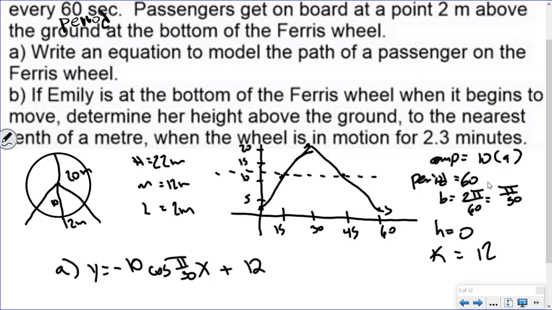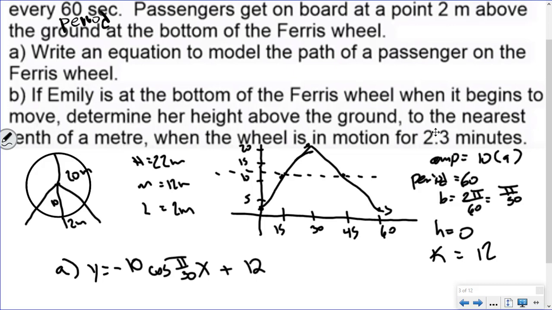What unit of time? Are we talking about seconds? Or are we talking about minutes? And it matters, right? So when we were given our period, we were told that it takes 60 seconds. So if it only takes 60 seconds, then how many seconds are there in 2.3 minutes? Because we have to make sure that we are in the same units.